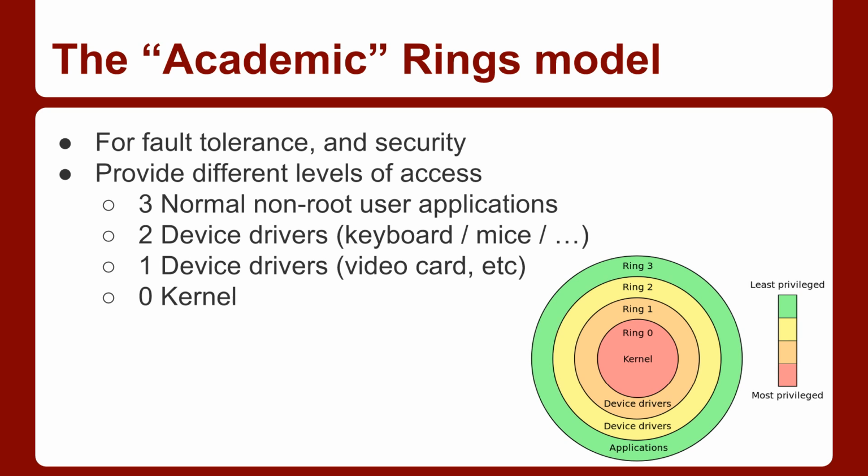Academically, ring 1 and ring 2 are reserved for device drivers, things that could exist in the kernel but are pushed out of it and given less permission, so they risk less going wrong when they screw up, and they're given the least amount of permissions that they need in order to get the job done. Now, the video card may need more permissions than, for instance, the keyboard and the mouse. And then ring 3 is typically where you will find most user mode applications and user processes.